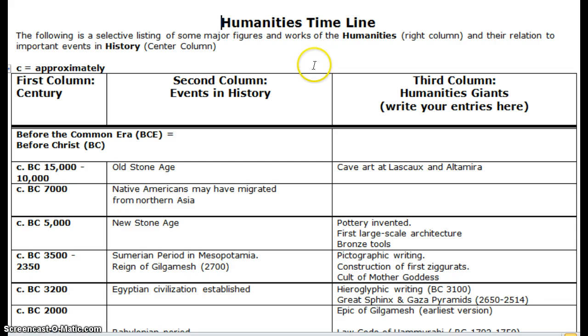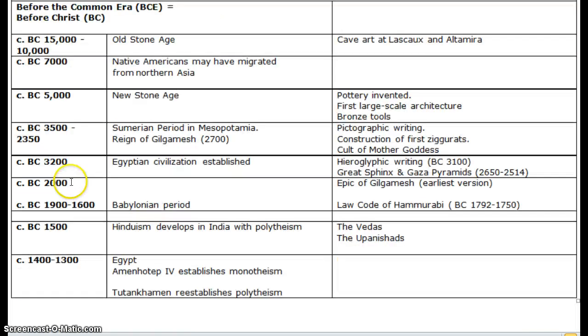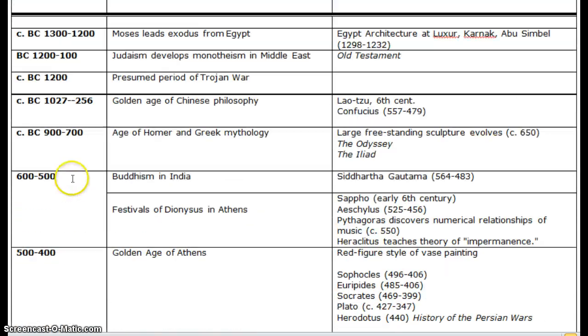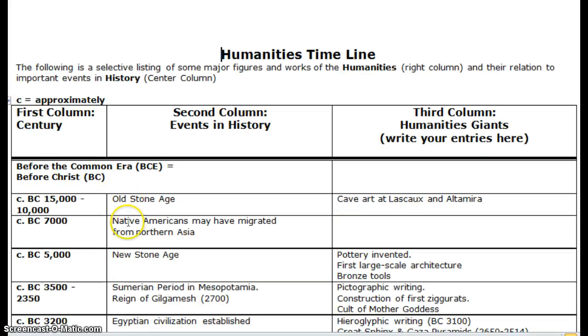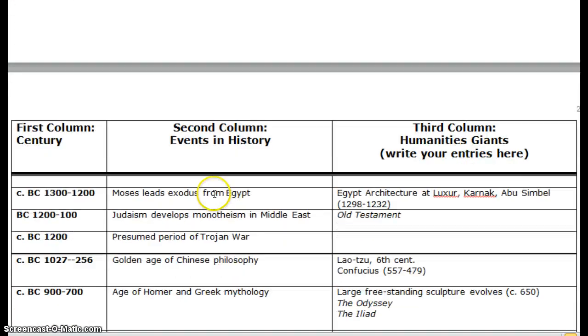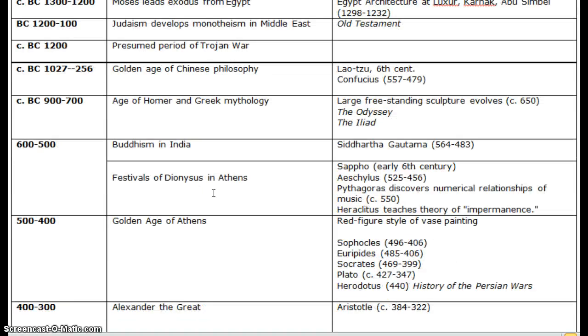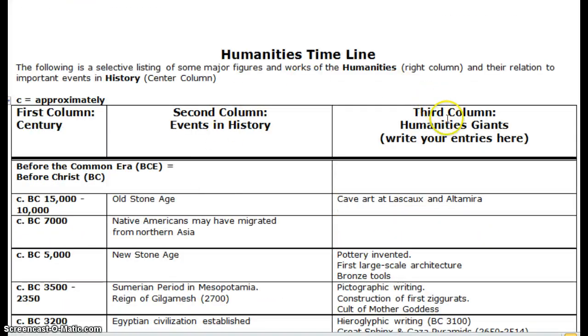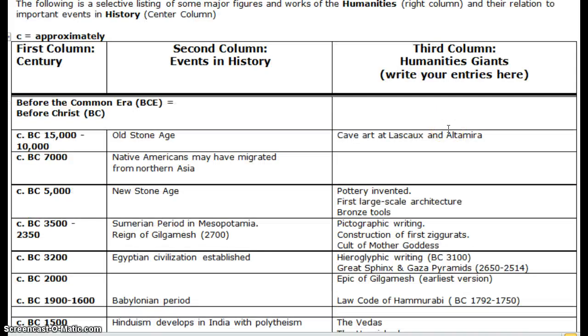All right, so there are 3 columns in the timeline. The first one gives you the dates on the left, going all the way back to 15,000 BC. Then in the middle, you have what was going on in history during those times. And then in the right-hand column, the third column, you will see things that are related to the humanities. It either lists people's names or it lists productions in terms of humanities.